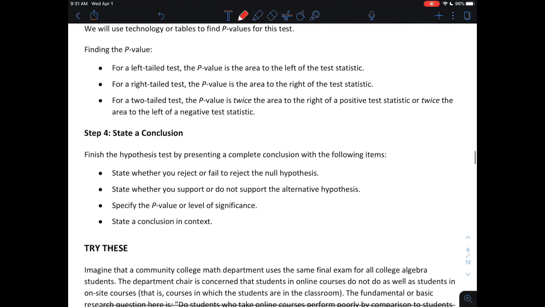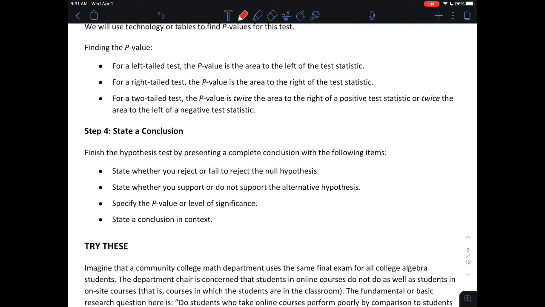And then finally, step 4, state a conclusion. Finish the hypothesis test by presenting a complete conclusion with the following items. Do you reject or fail to reject the null hypothesis? Does the data support or not support the alternative hypothesis?